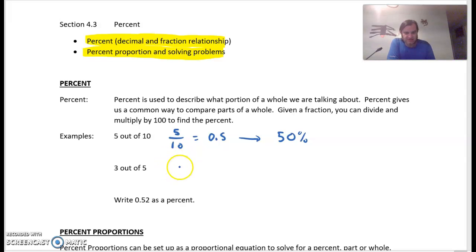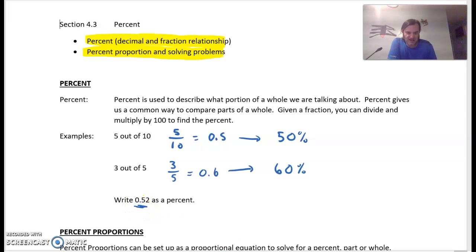Counter to that, 3 out of 5, we could say that's 3/5. And when we divide it, it'd be 0.6. And when we rewrite it as a percent, by moving that over and multiplying by 100, it'll be 60%. So we can see that 3 out of 5, or 3/5, is a larger portion than 5 out of 10 or 1/2. And maybe in the original form, it's a little hard to tell which is bigger. But when you write them as percents, they look like common numbers to you, so you can compare them easily.